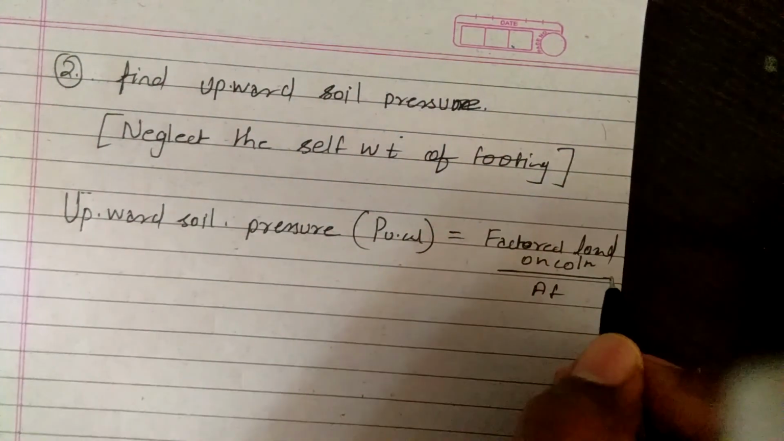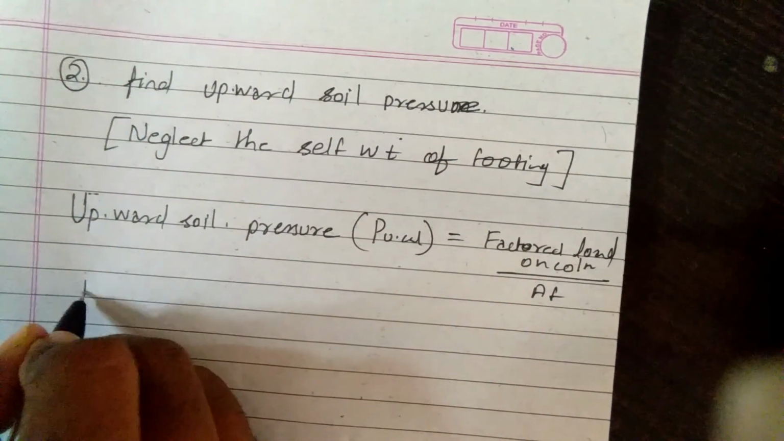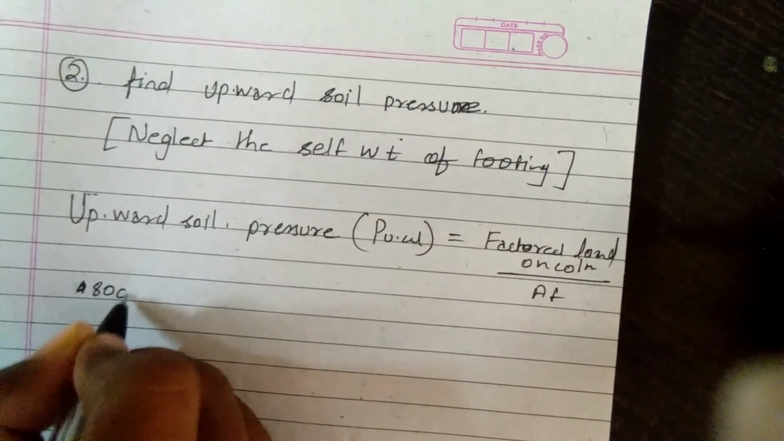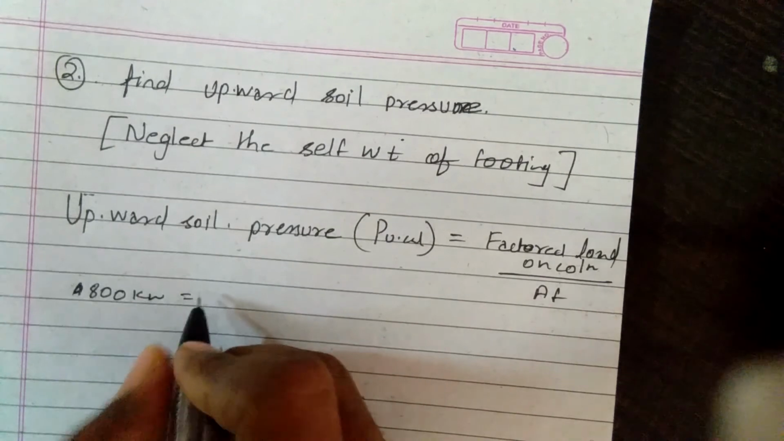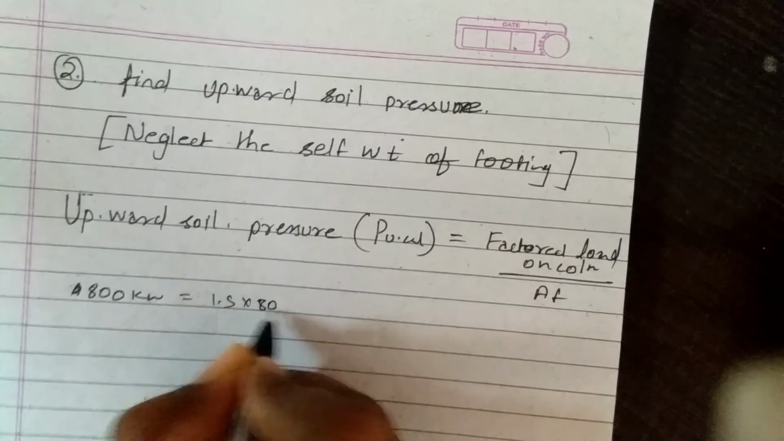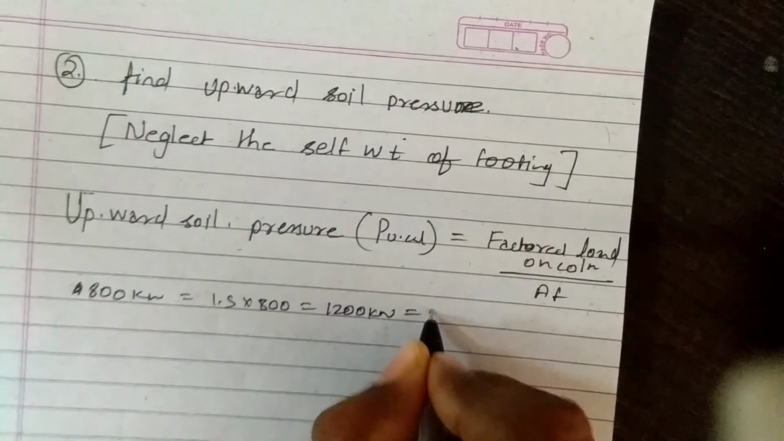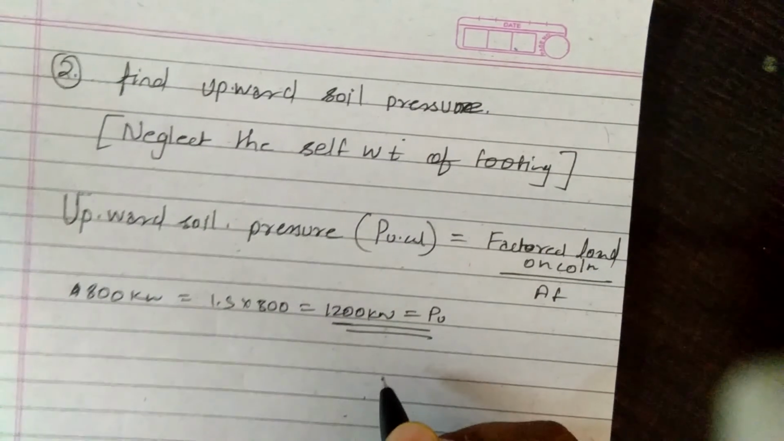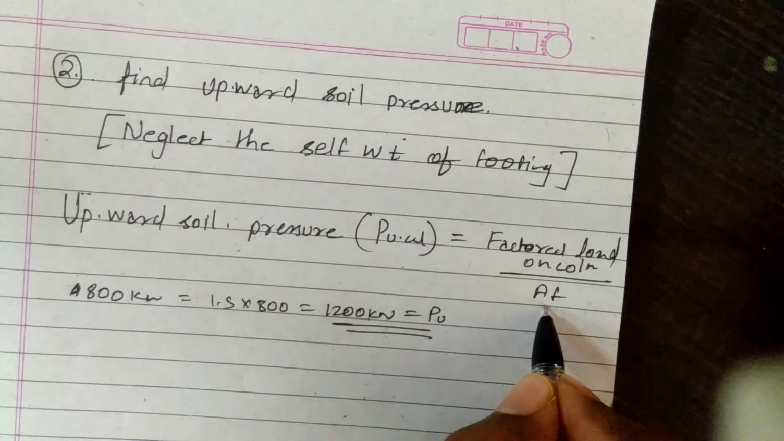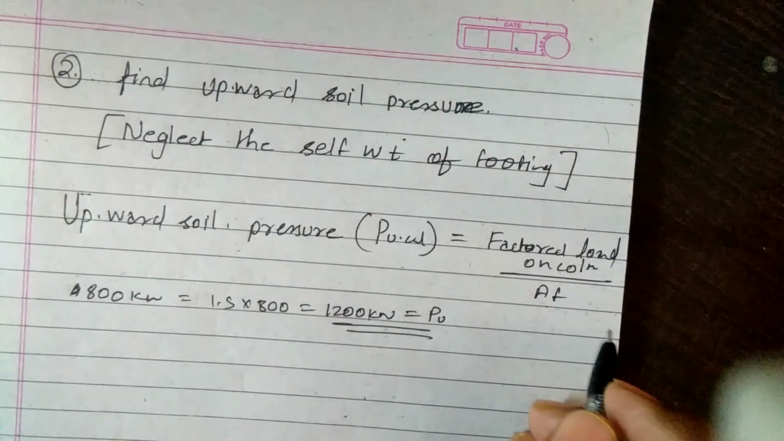If the working load on column is 800 kilonewton, just multiply it with 1.5: 1.5 into 800 is equal to 1200 kilonewton. Then this will be your factored load. Area of footing, if it is a square column, if it is a rectangular column, see step one.